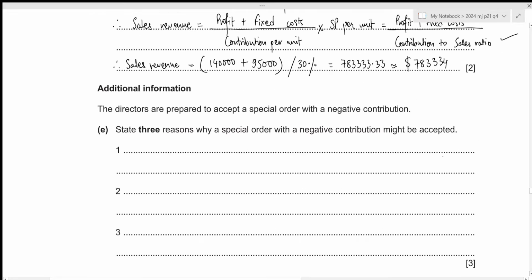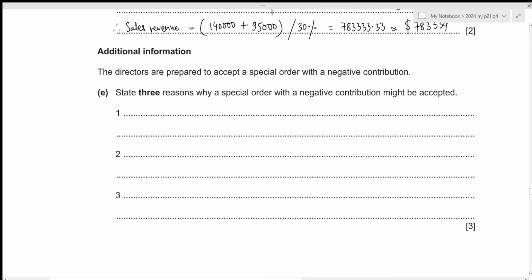Let's move towards the next one. We have been given additional information. The directors are prepared to accept a special order with a negative contribution. Now we need to say 3 reasons why a special order with a negative contribution might be accepted.